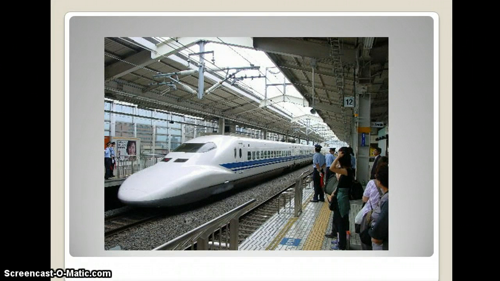Here's a fascinating picture of the bullet train in Japan that carries thousands of people a day. It seems incredible to even think that something this big and this fast could levitate over magnets.